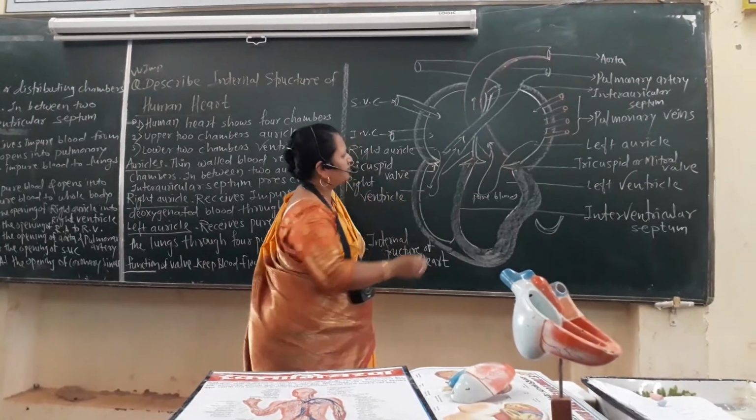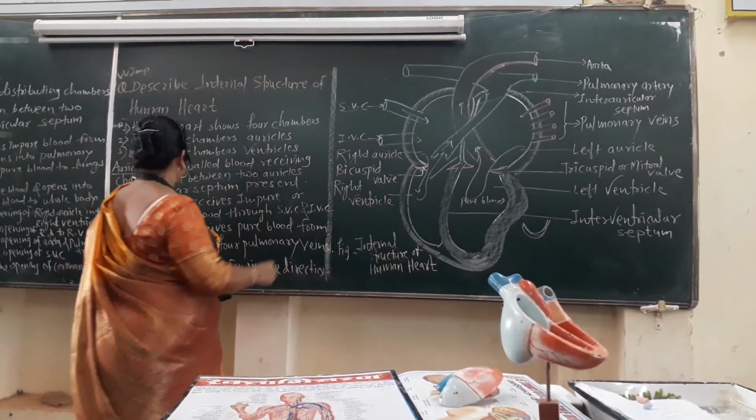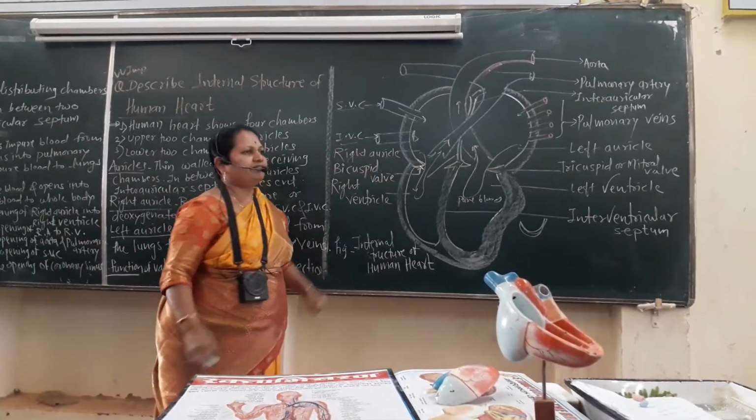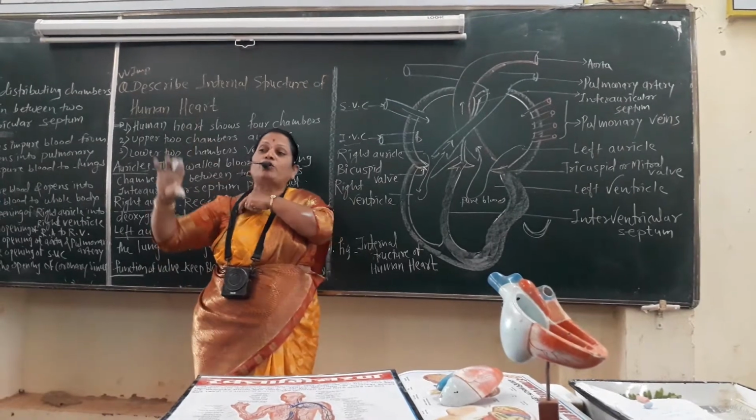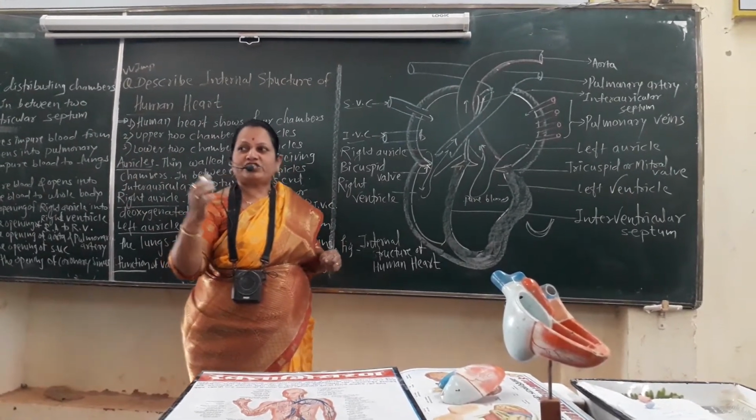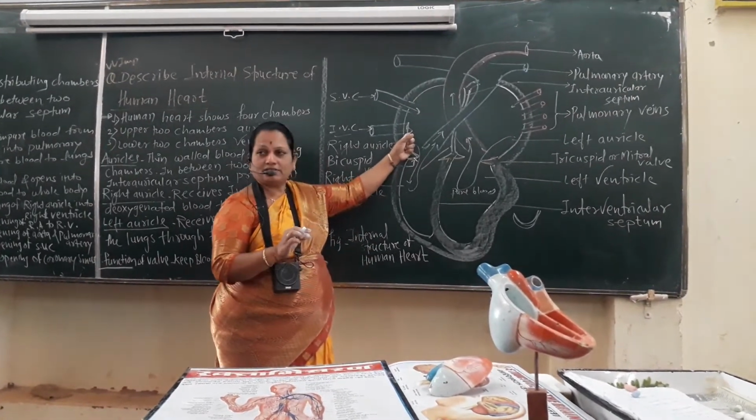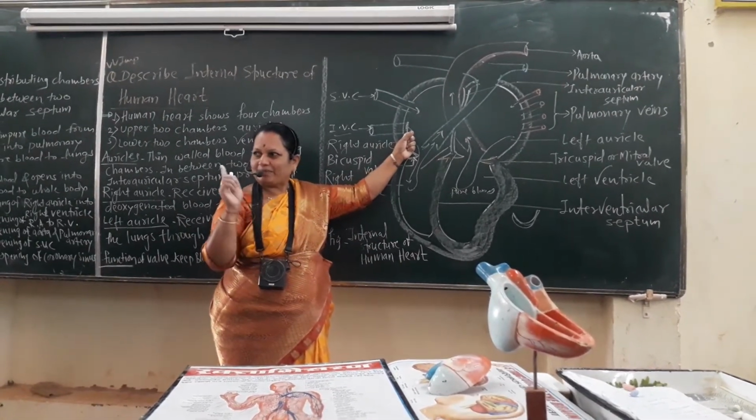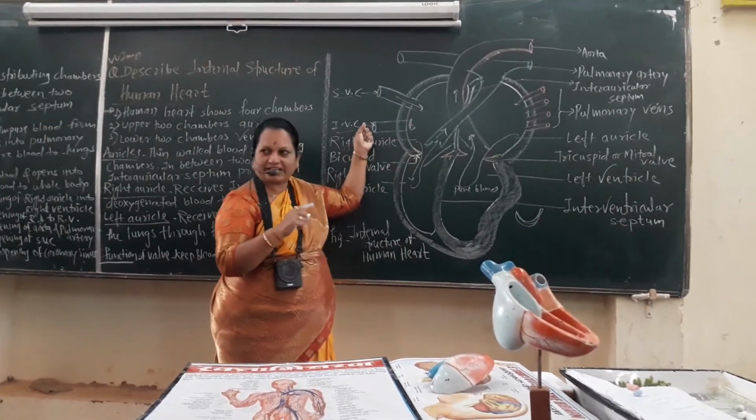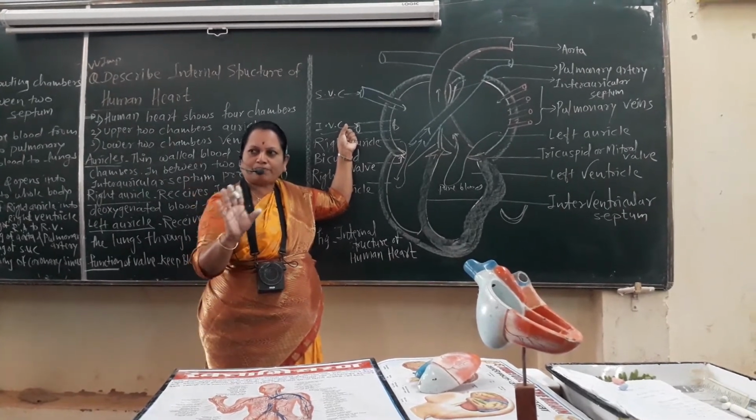Next type of valves, that is the Eustachian valve, present at the base of IVC. Inferior vena cava collects a large amount of blood, impure blood from the whole body. Therefore, to regulate the pressure of that blood, there is a valve called the Eustachian valve, present at the base or opening of IVC. IVC means inferior vena cava.